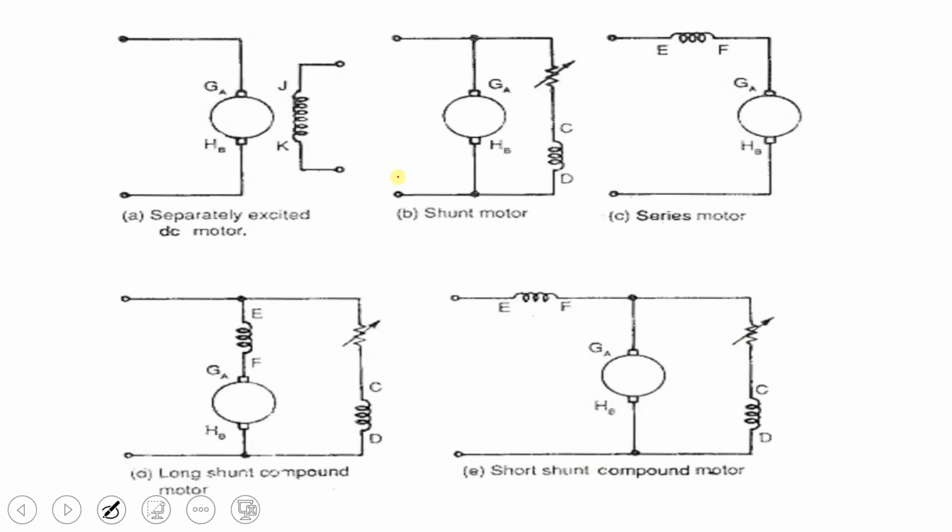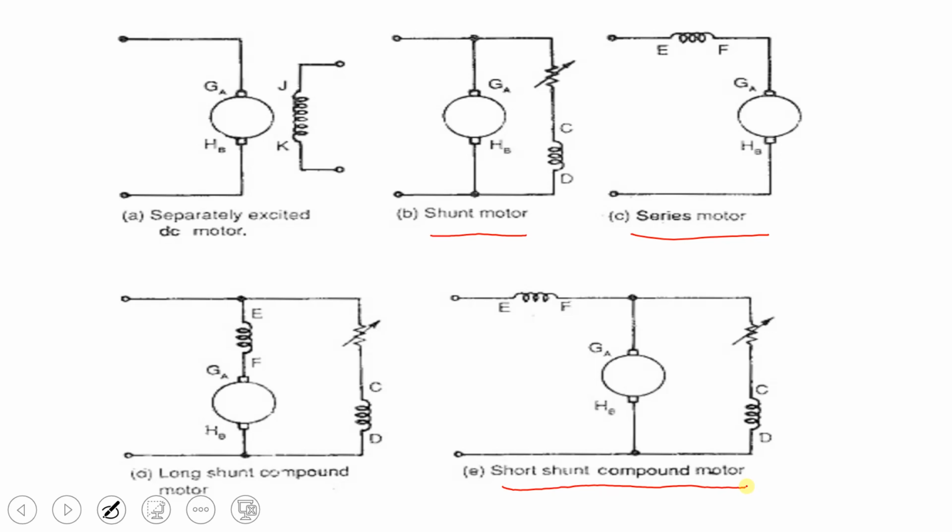These are the diagrams representing the different motors. The first diagram shows the separately excited DC motor, and then this is the shunt motor. This is the series motor, this is the long shunt compound motor, and this is the short shunt compound motor. We are discussing all these one by one.